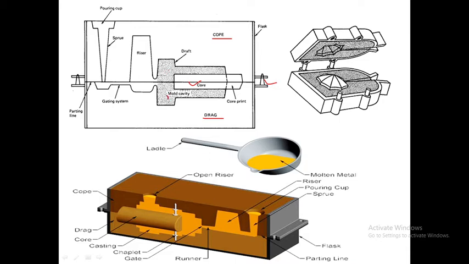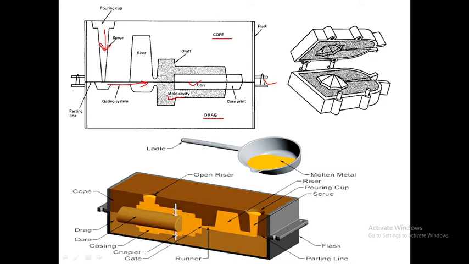This cavity is nothing but our required object, and to this cavity the riser is connected. Here the gating system is there, and further the sprue. This sprue guides the molten metal from the entry into the cavity. The gating system further gives direction to the molten metal, and this top portion is the pouring cup.